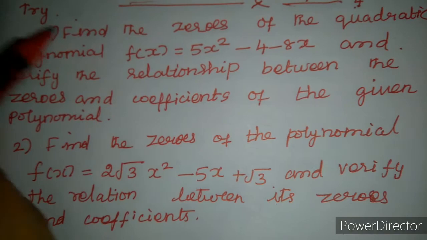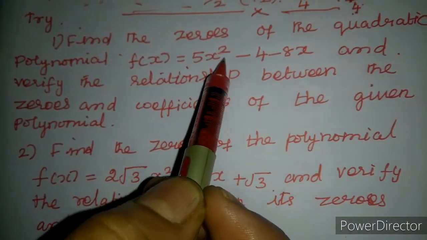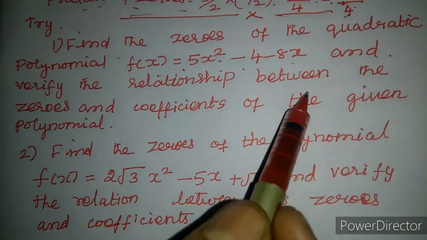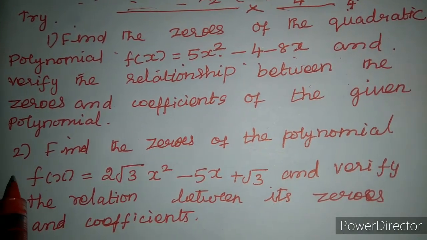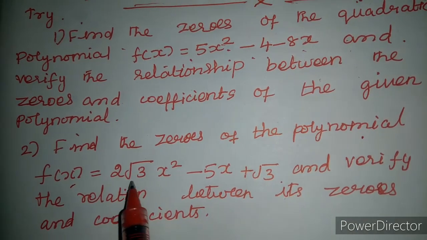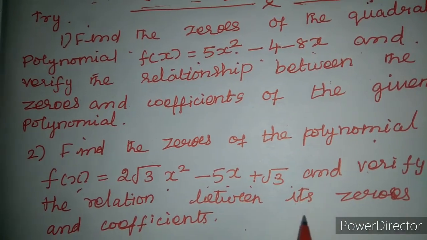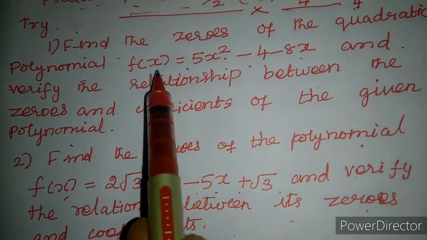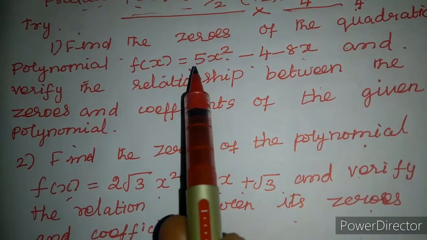Next you try these problems. First question is find the zeros of the quadratic polynomial f of x equal to 5x square minus 4 minus 8x and verify the relationship between the zeros and coefficients of the given polynomial. Then next one, find the zeros of the polynomial f of x equal to 2 root 3 x square minus 5x plus root 3 and verify the relation between its zeros and coefficients. In the first problem, you have to arrange f of x in standard form.